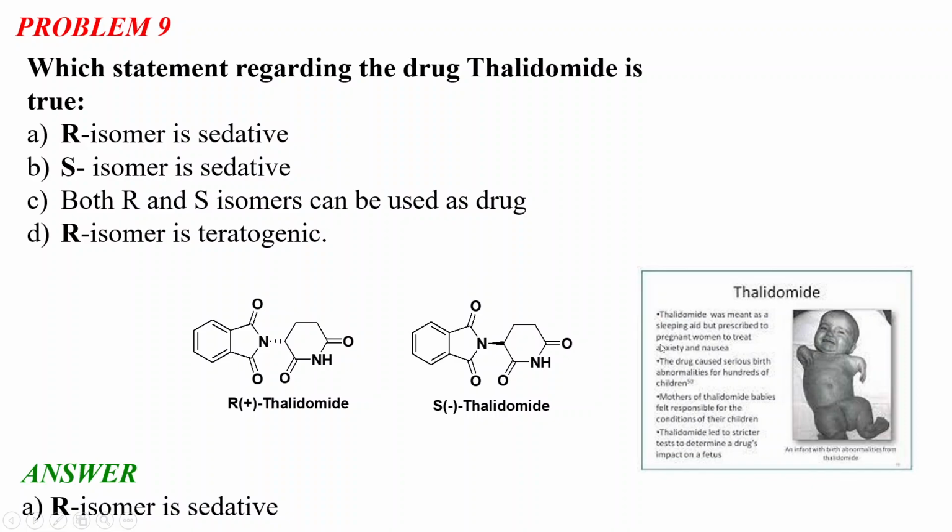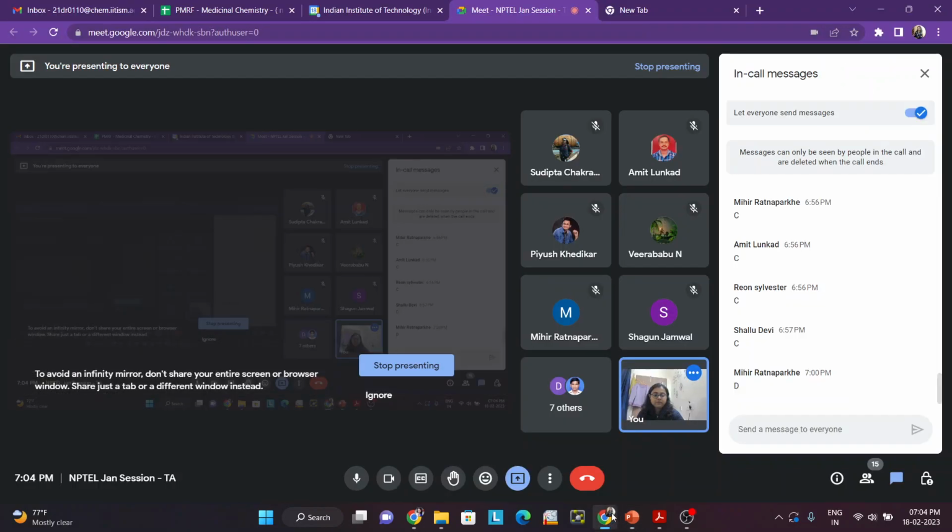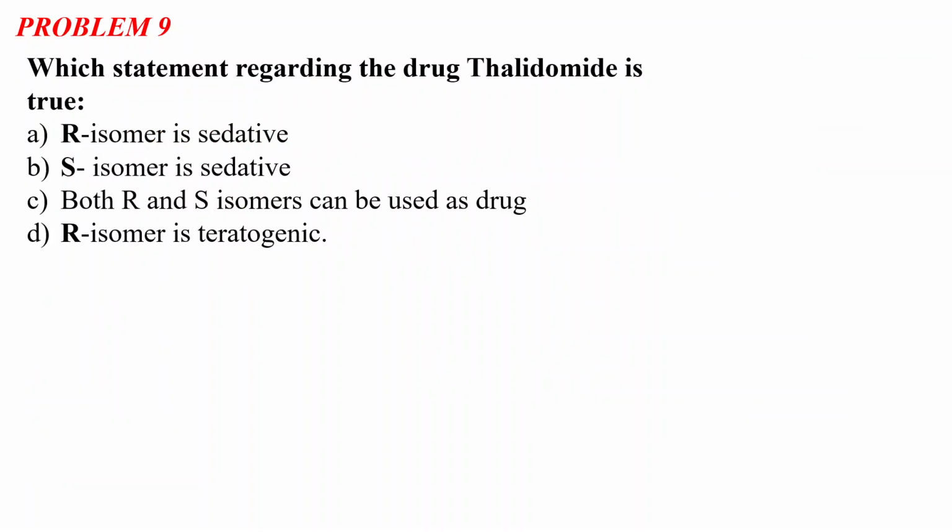A large number of babies born at that time had abnormalities of their limbs and so on. This is called the thalidomide disaster. That's why we have to take care of stereochemistry while designing a drug, because the same molecule with only a one-carbon difference in stereochemistry can produce a hugely different response in our human body. Okay, so I think it is clear. We will move toward our next problem.